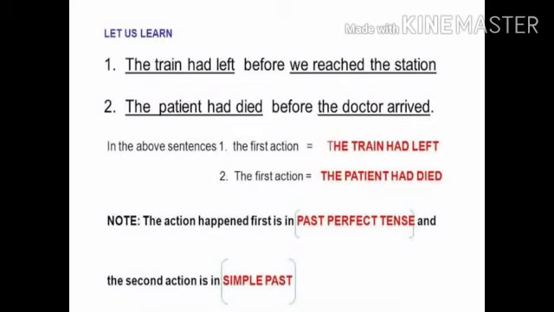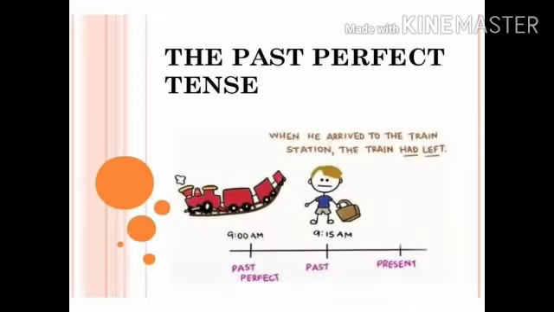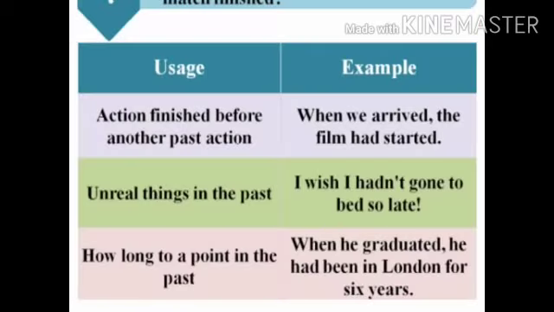In the second example, the patient had died is a finished perfect action which occurred first and then the doctor arrived. This action occurred after the first action and completed in the past. One more example, when we arrived at the train station, the train had left. See the timeline. Suppose we reached the station at 9:15 a.m. but before we reached the station, the train had already left at 9 a.m., which is past perfect, and we reached is simple past.